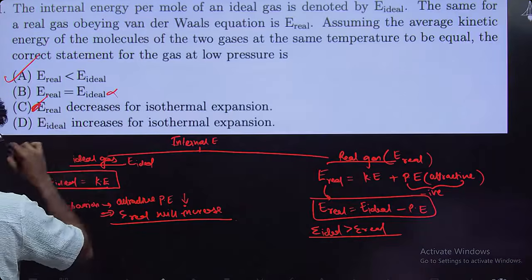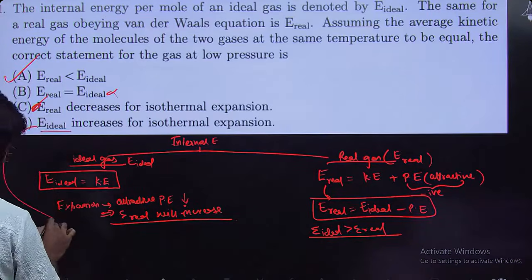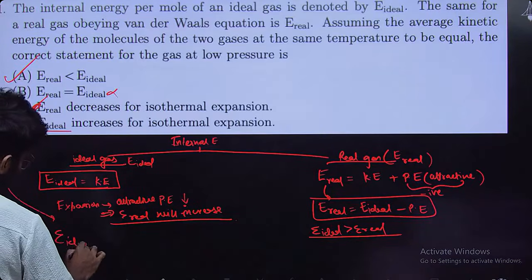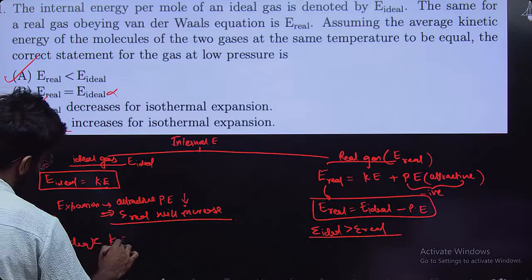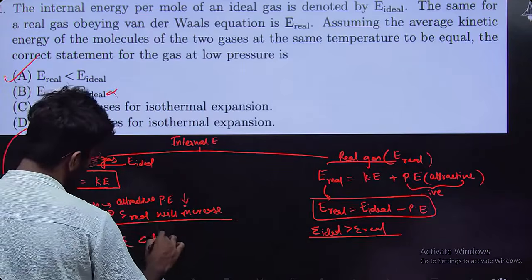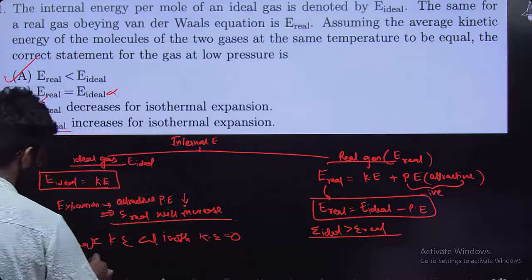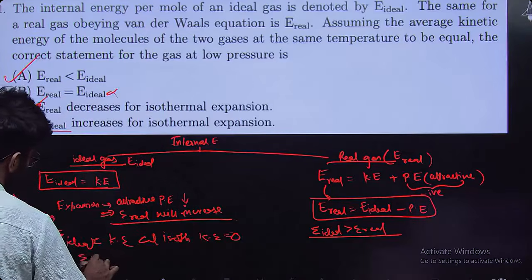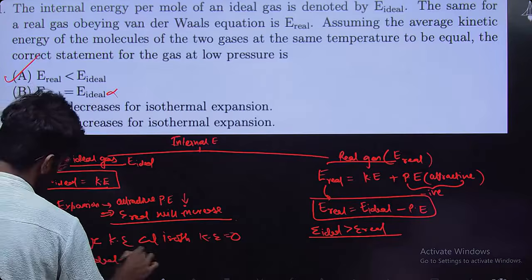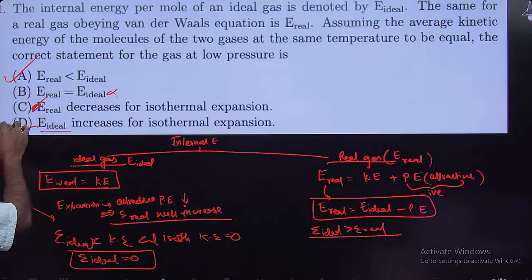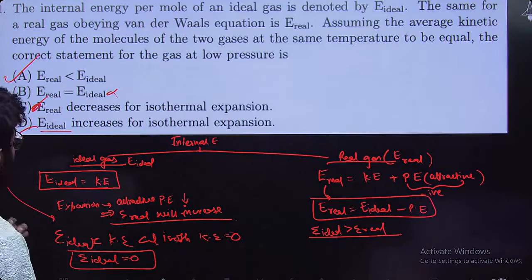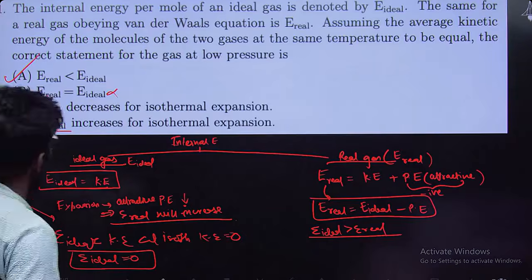No, even in case of E ideal, since your E ideal depends only on kinetic energy, and at isothermal conditions the change in kinetic energy is zero, so the change of E ideal will also be zero, so this is also incorrect. So both of these are incorrect statements, right? So the only correct statement is option A.